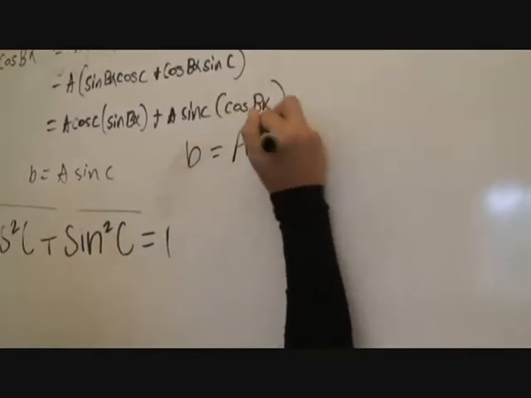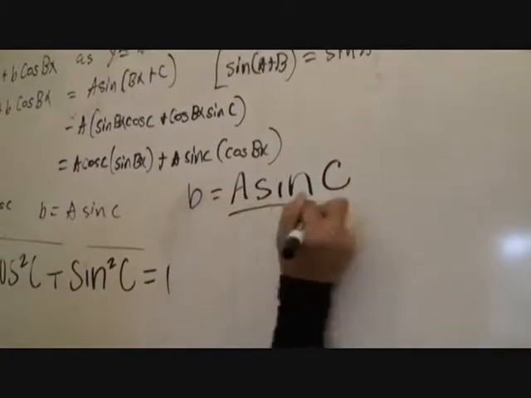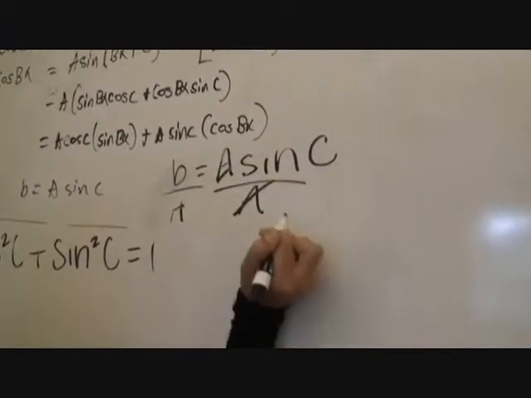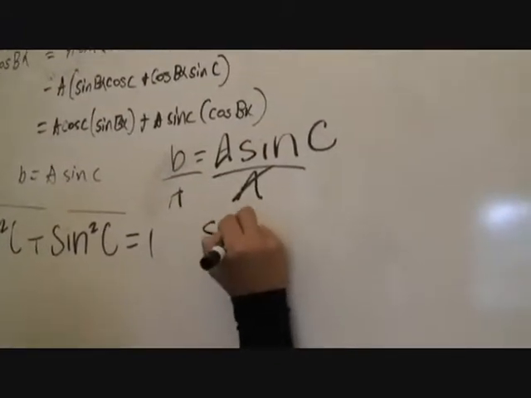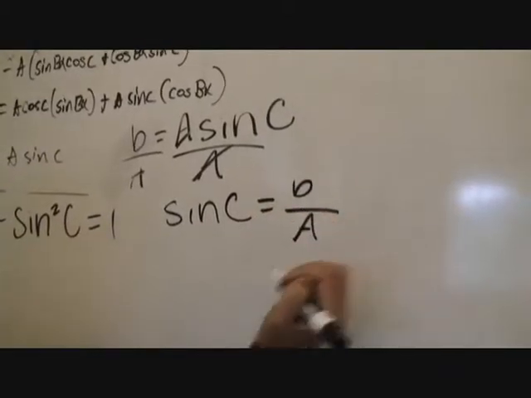b is equal to A sine of C. In order to isolate C, we're going to divide each side by A. And A, of course, on this side is going to cancel out. So sine of C is going to be equivalent to little b over big A.